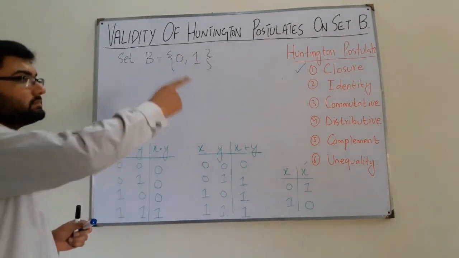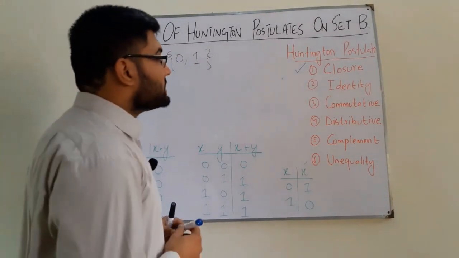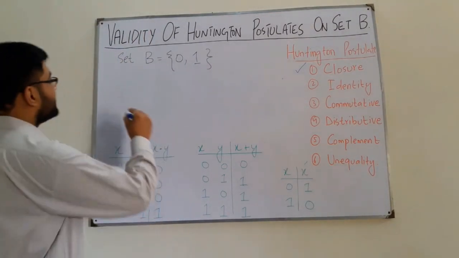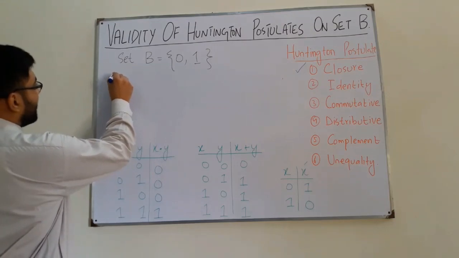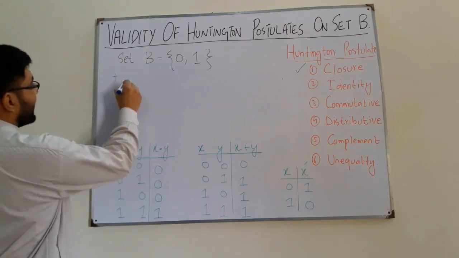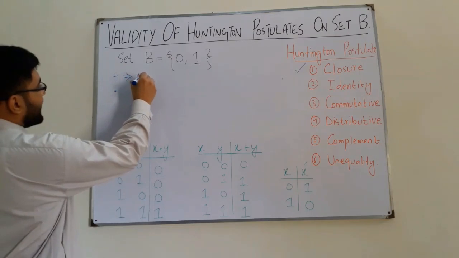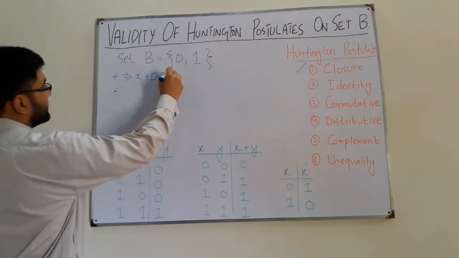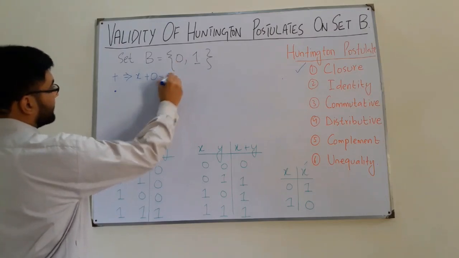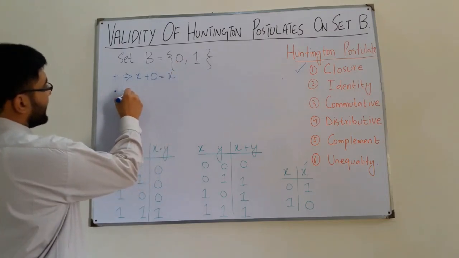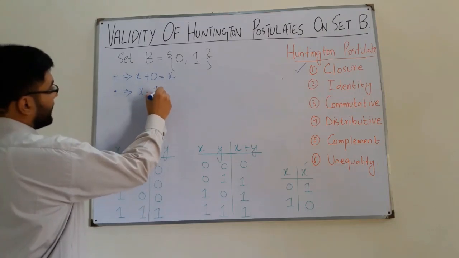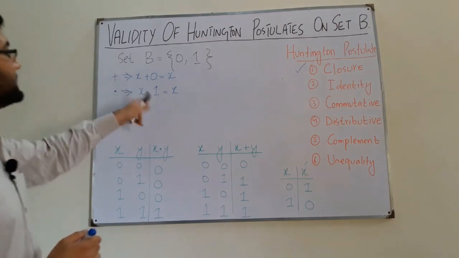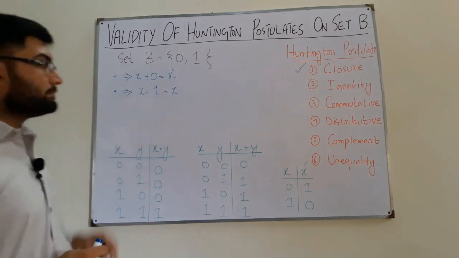Okay? Number 2, identity. We have two identities, with respect to the OR and with respect to the AND. With OR, X plus 0, what would this be? This would be X back. And with respect to the AND, X times 1 would be X. So 0 is the additive identity and 1 is the AND identity.